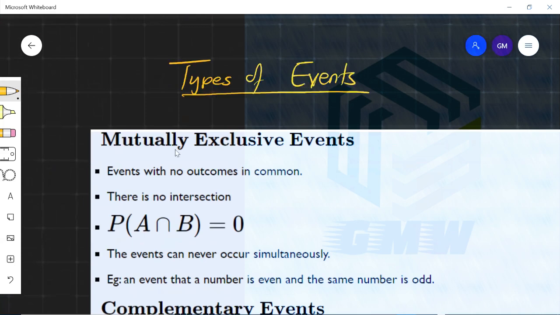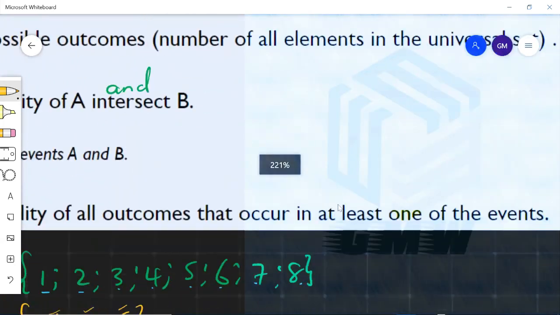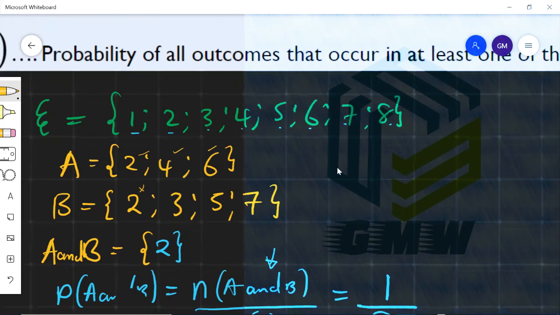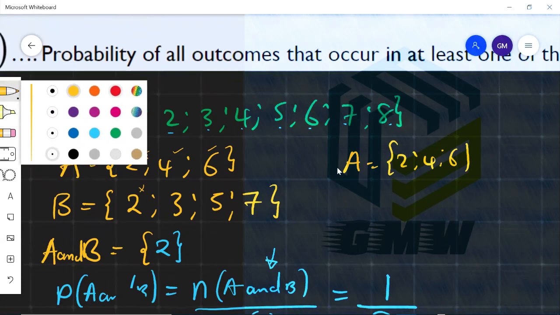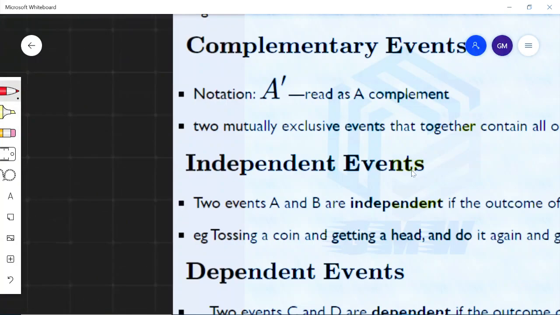Okay. So we have what we call mutually exclusive events. When we speak of mutually exclusive events, these are events with no outcomes in common, which means there is no intersection. Remember here we said, when we defined intersection using the example down here, there are elements that are there in common, right? But do you see that if A was like this, 2, 4, 6, right? And let's say B was like this, 5, 7. Do you see that you don't have elements in common? You see that the intersection will be empty. There's nothing. You don't have any elements in common, right? That's what happens when we are talking about mutually exclusive events.